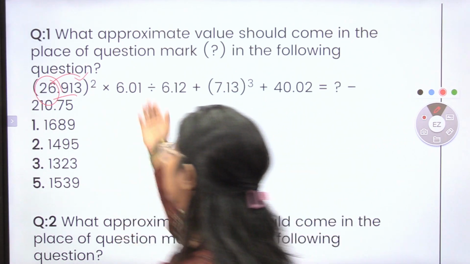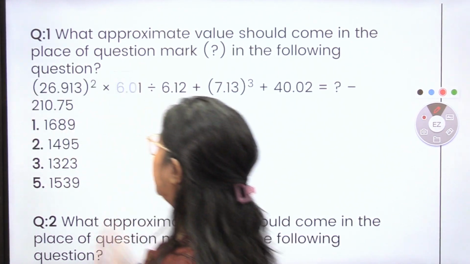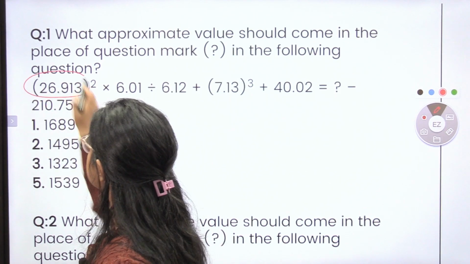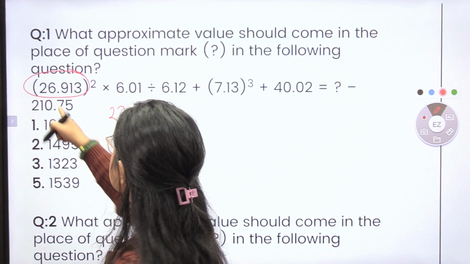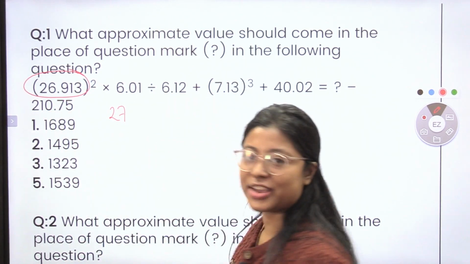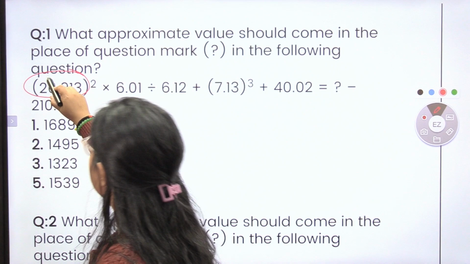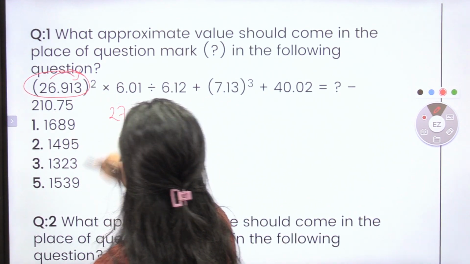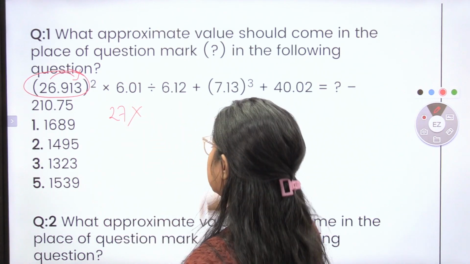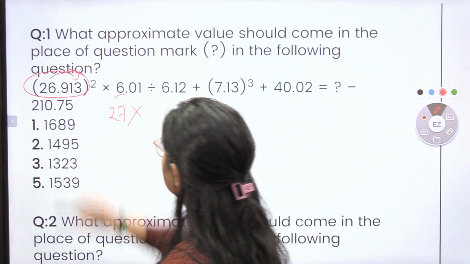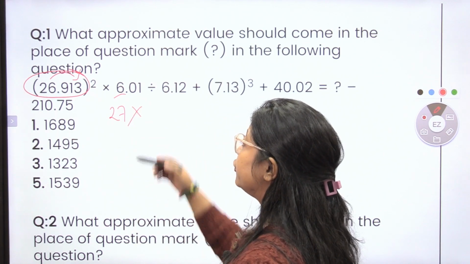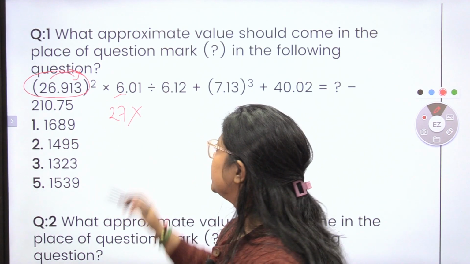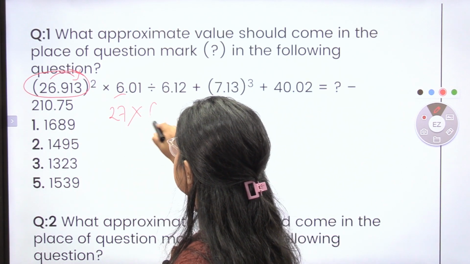All right, so let's solve. Here 26.913, that means we can approximate this number to 27, because after the decimal your number is greater than 5. So you approximate 26 to its next number, 27. And here what will you consider? We will consider 6 only. Why? Because after the decimal your value is less than 5, isn't it? So we will consider only 6 here.